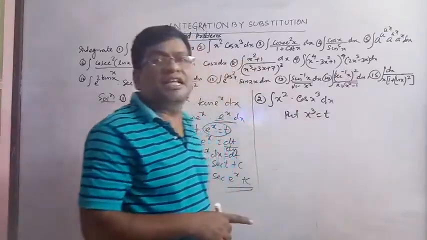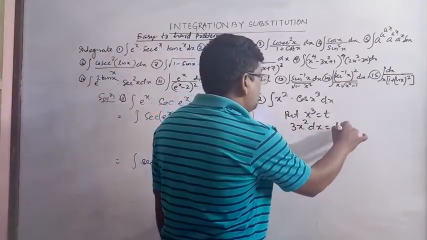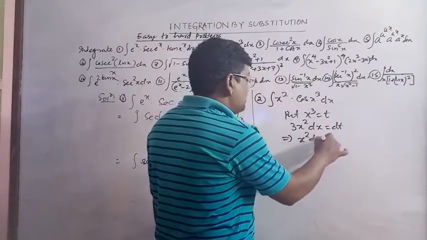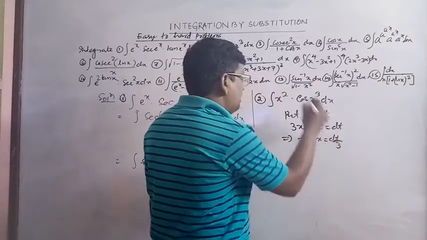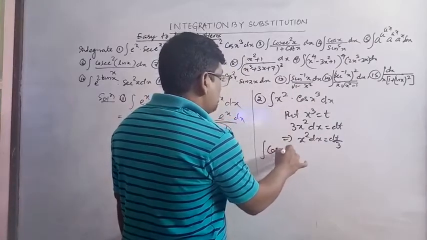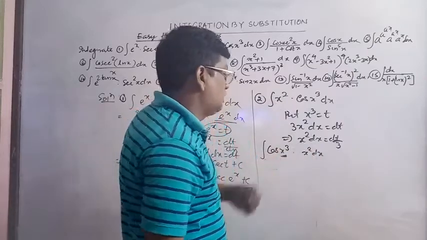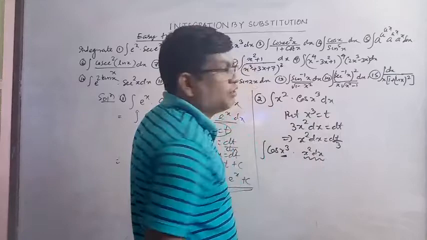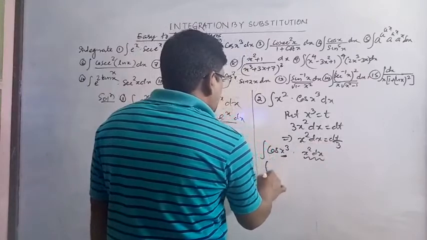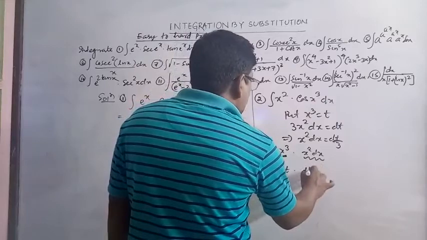Differentiate both sides with respect to x. So 3x square dx equals dt, which gives x square dx equals dt by 3. So we can write the above integral, cos x cube times x square dx, with x cube equal to t and x square dx equal to dt by 3. This is equal to cos t dt by 3.